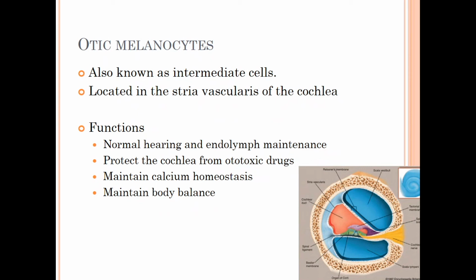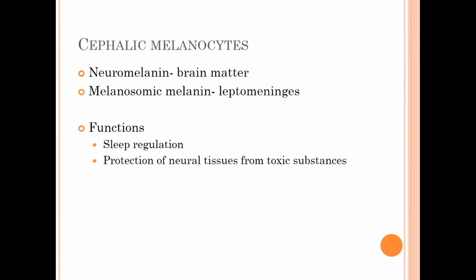So it is important for normal hearing and endolymph maintenance, and it protects the cochlea from ototoxic drugs and functions in some calcium homeostasis to improve hearing, and also the melanocytic granules play a role in maintaining body balance as well. Next are the cephalic melanocytes.